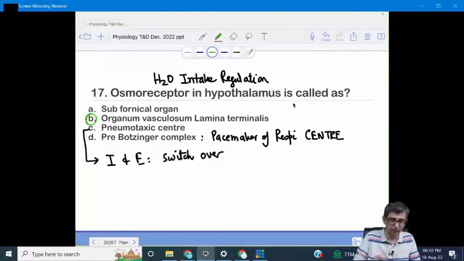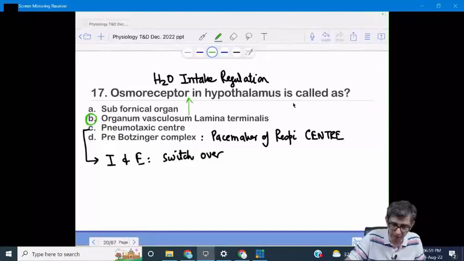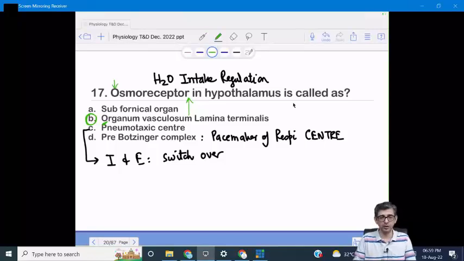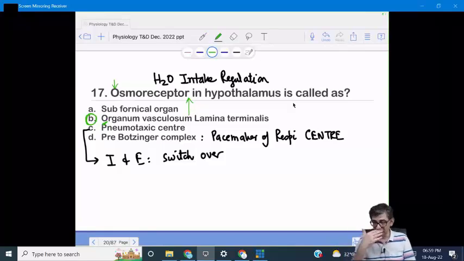The main function, I mean this is an alternative term for osmoreceptor. Organum vasculosum, it starts with O. Osmoreceptor, organum, a longish name, organum vasculosum lamina terminalis, and this also lies outside the blood-brain barrier, because suppose you are in a dehydrated situation, then your brain will shrink otherwise. Dehydration happens, the brain will shrink, so it will cause irreversible damage.